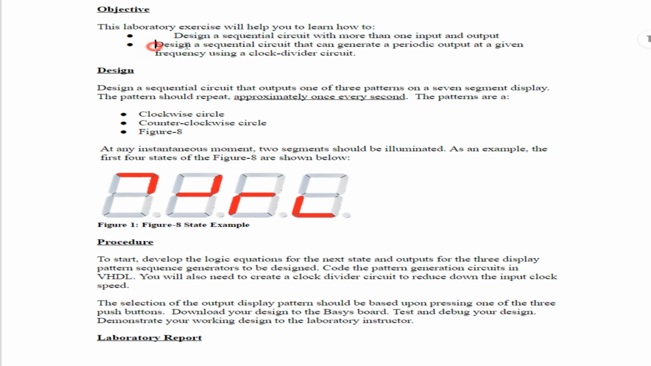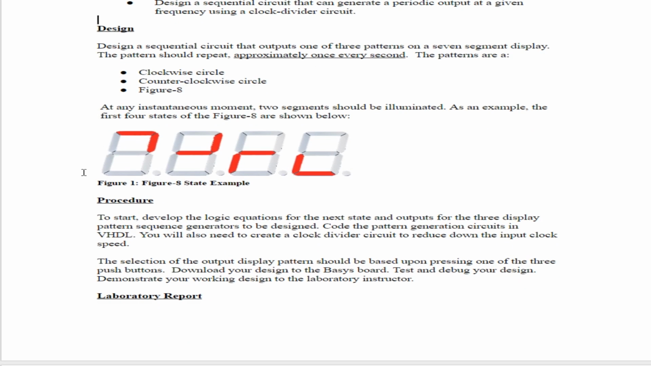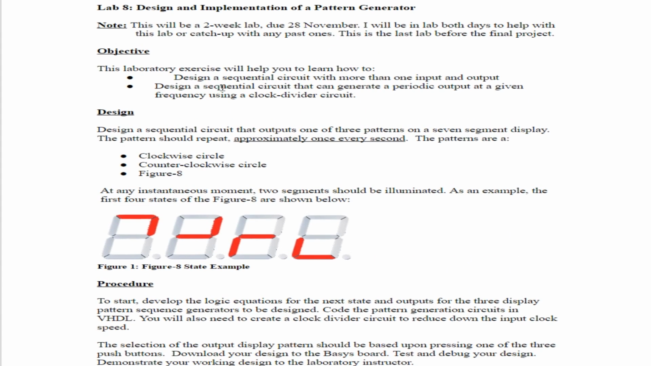Then it says, design a sequential circuit that can generate a periodic output at a given frequency using a clock divider circuit. The FPGA has a clock of 100 megahertz, and obviously if we had this clocked at 100 megahertz, we wouldn't be able to see it transition. It would just look like a blur. So for us to actually see that, I wanted something like 6 hertz.